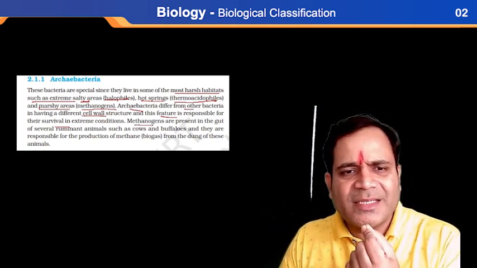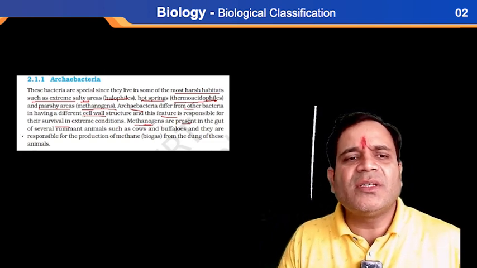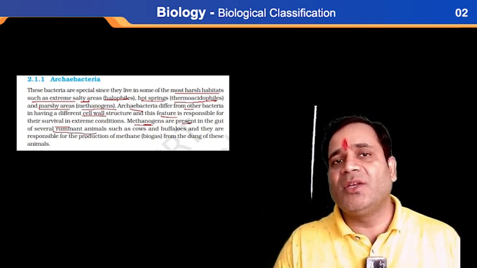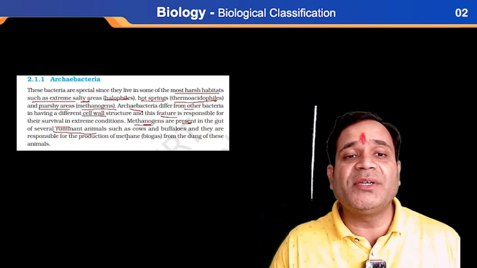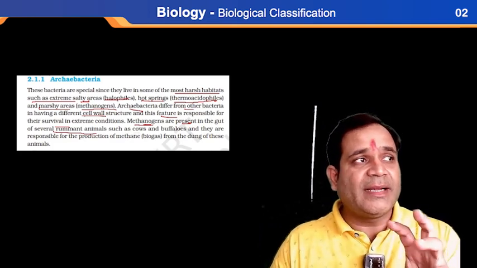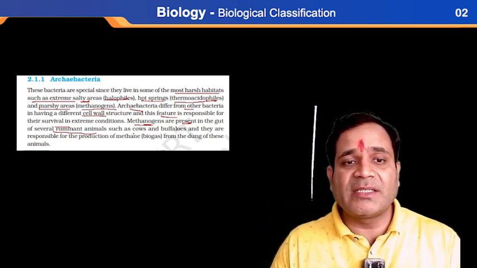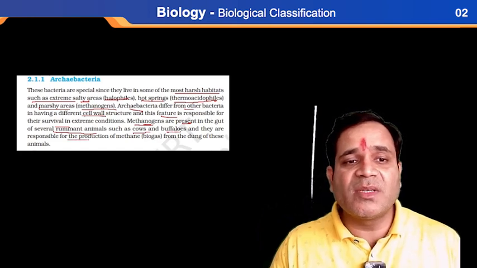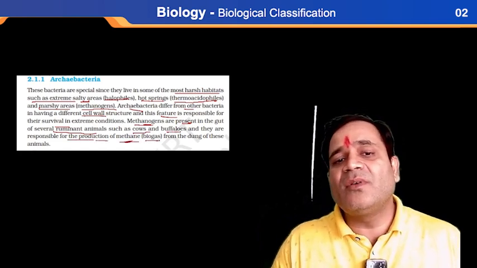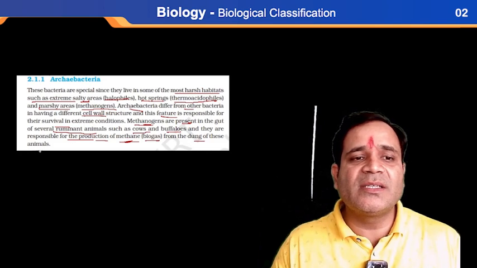You know that methanogens are present in the gut of several ruminant animals. You know the ruminant animals, those animals which eat only plants, such as cows and buffaloes. They are responsible for the production of methane biogas from the dung of these animals.